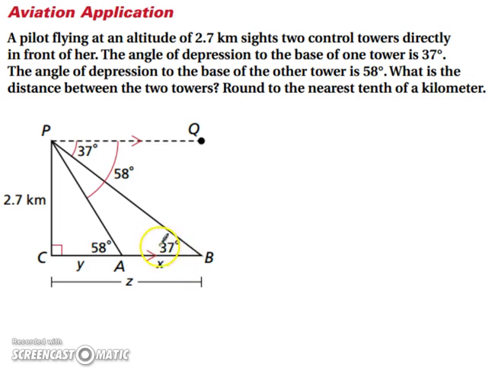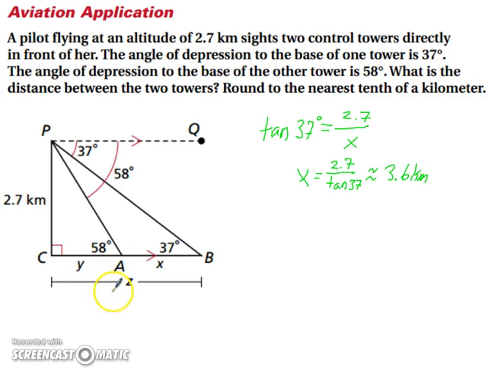So we have 37 degrees. We're dealing with our opposite and adjacent would be z. So we have the tangent of 37 degrees is 2.7 over our unknown. So when we solve, we multiply both sides by z and then divide by the tangent of 37. So z is 2.7 over the tangent of 37, which is about 3.6 kilometers. So z is about 3.6 kilometers.